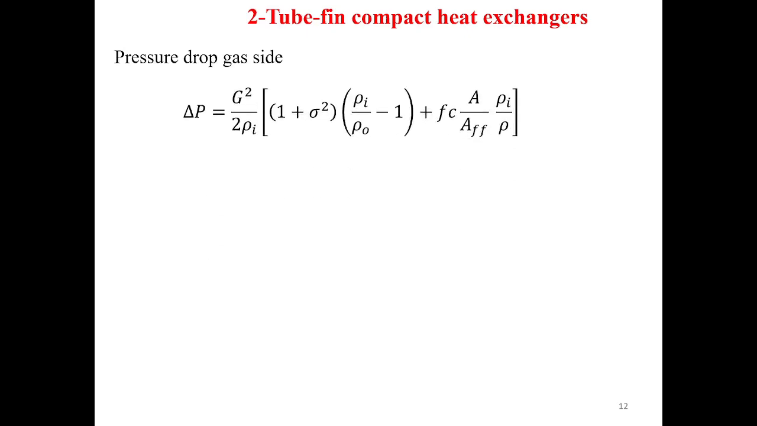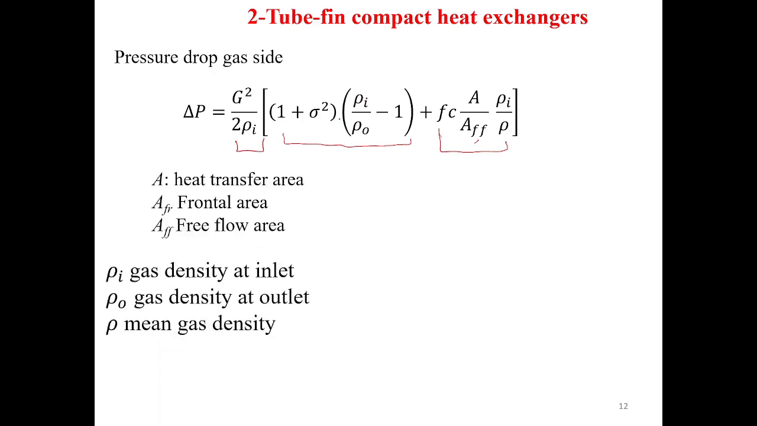If you would like to consider other sources for the pressure drop other than the friction, this is for the friction, which is, as we said, if you multiply this one by this one, you get the same equation as in the previous slide. This is another term for the pressure drop due to what we call acceleration and deceleration, which is a function of sigma, multiplied also by a function of the density at inlet and density at outlet.